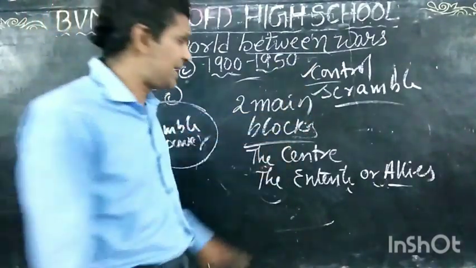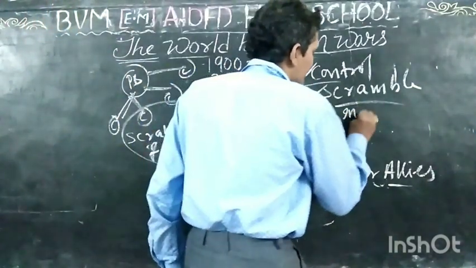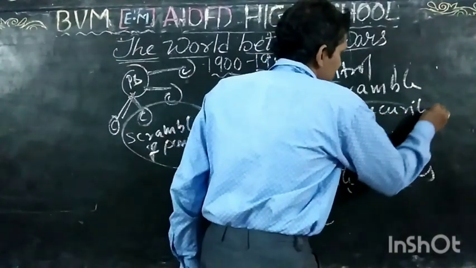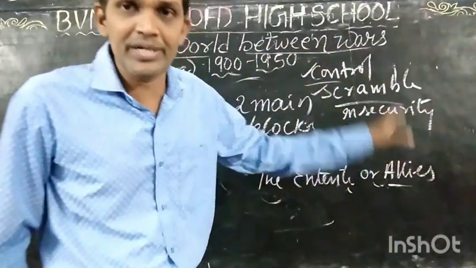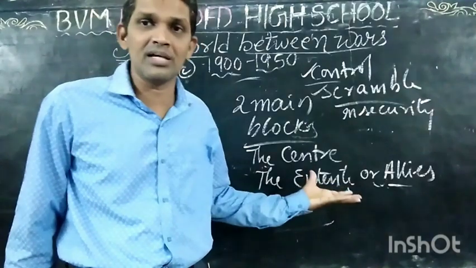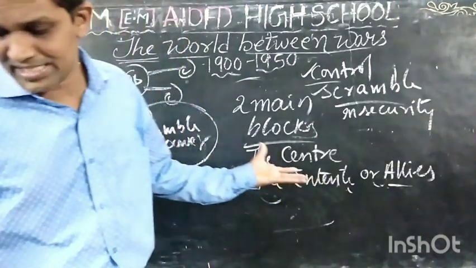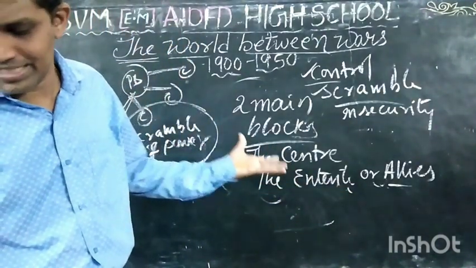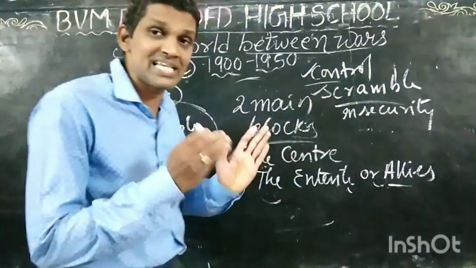All these groups were formed basically on the basis of insecurity. I will explain to you. Insecurity is the main reason for forming the blocks. And the next one is secrecy: all these groups were formed secretly.